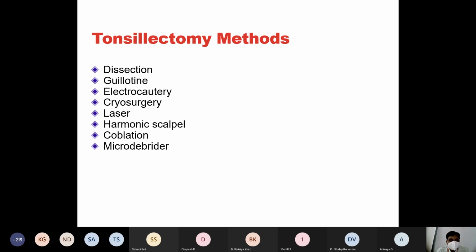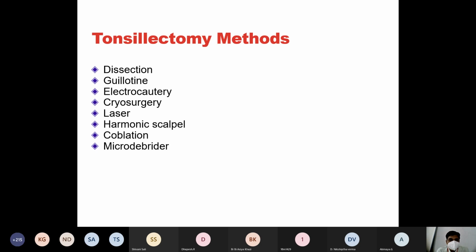So the modern methods include dissection and snare method. Guillotine method has recently been discontinued everywhere because of high incidence of bleeding. Electrocautery, cryosurgery, laser, harmonic scalpel, coblation, and microdebrider can be used for tonsillectomy.